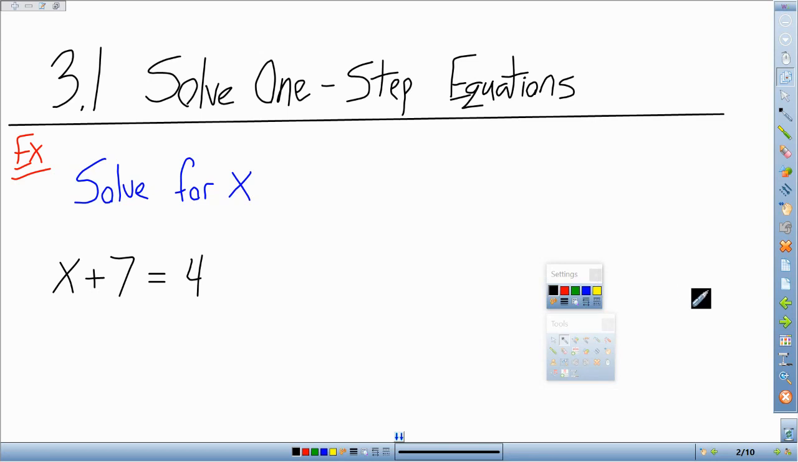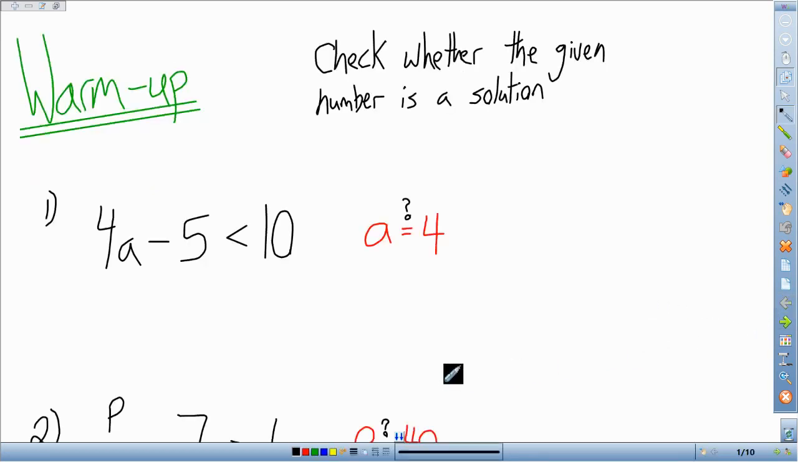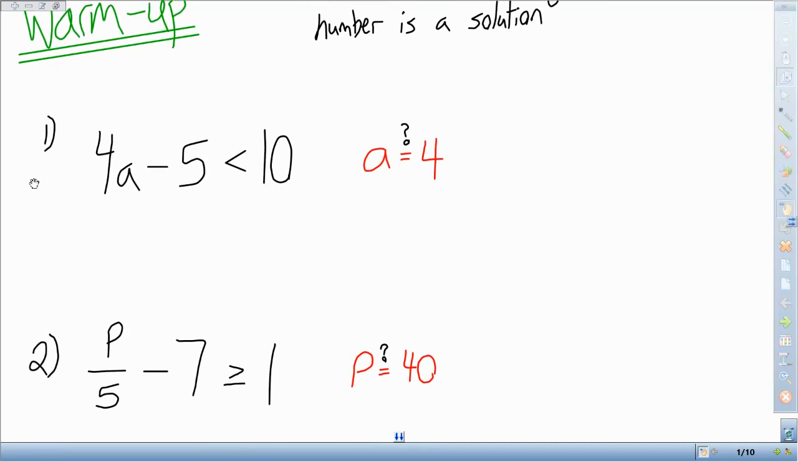One-step equations are really simple stuff today, but before we get into this, I'm going to have you try out a quick warm-up dealing with what we were learning in the last chapter. We're going to be looking at some inequalities, and I'm going to have you check some potential solutions to see if they actually work. So take a minute here, copy down numbers 1 and 2, and plug these numbers into your inequalities and see if they're actually solutions. Okay, try it out.